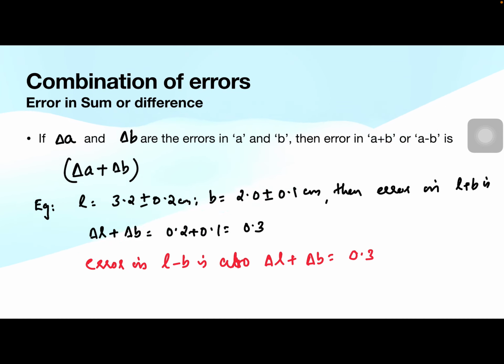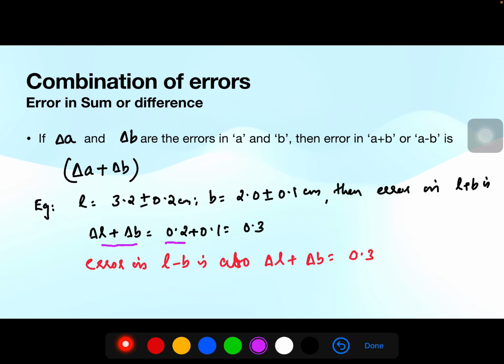Here we have given an example: L is equal to 3.2 plus or minus 0.2. Here 3.2 is the true value and 0.2 will be its error. B is equal to 2 plus or minus 0.1 centimeter. So here 2 is the true value and 0.1 is the error. So here delta L is equivalent to 0.2 and delta B is equal to 0.1. Then if you are finding L plus B, the error of the result is delta L plus delta B, that is 0.2 plus 0.1, which is 0.3.